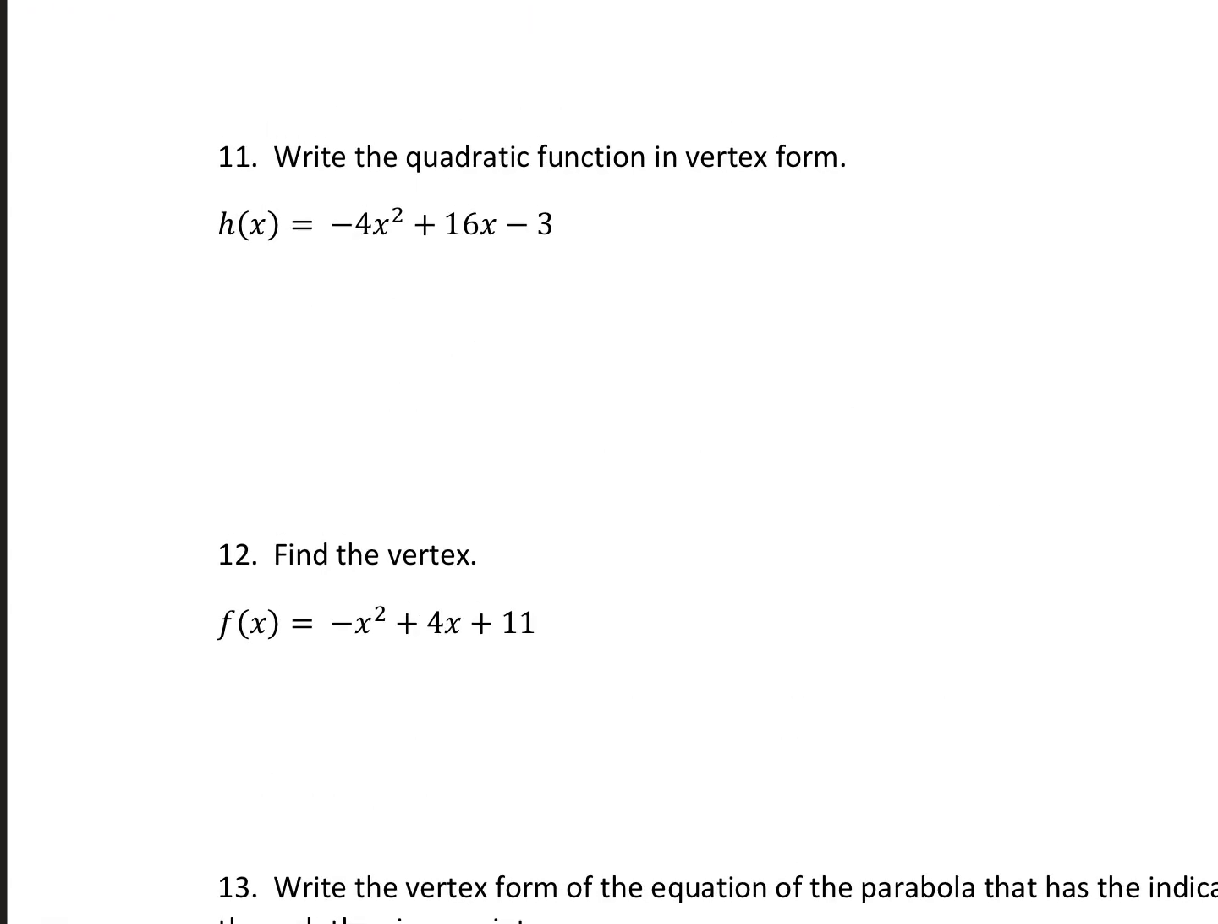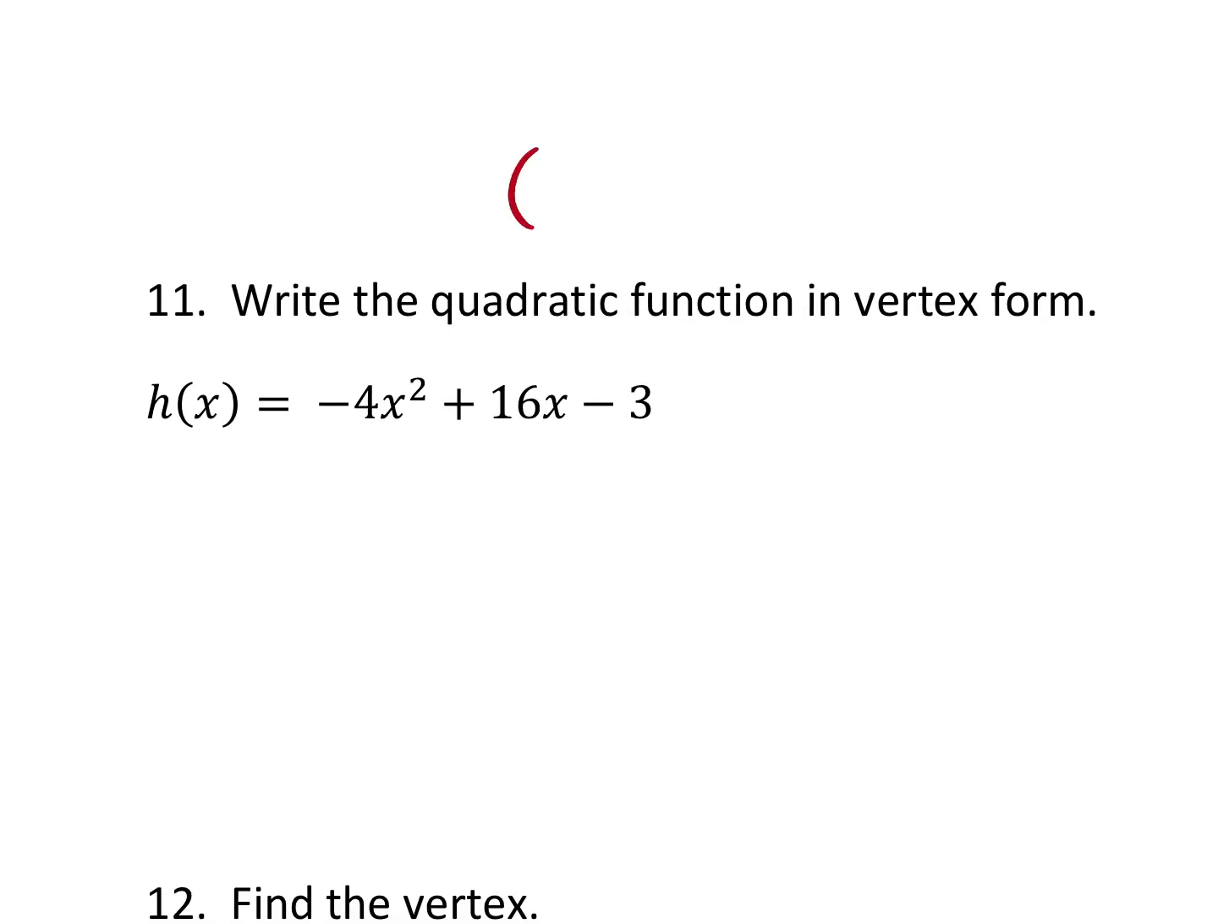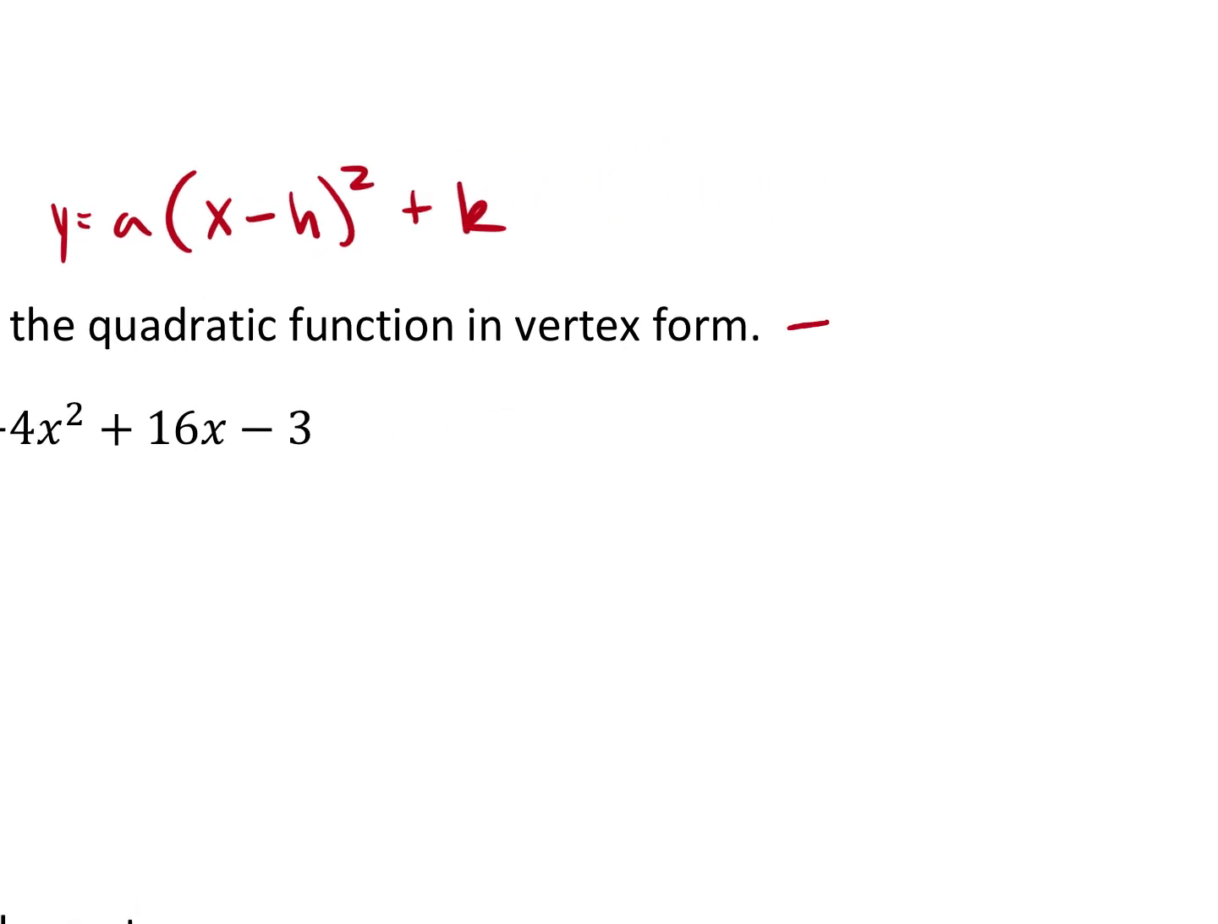Number 11. So we have to write the function in vertex form. So our vertex form is y equals (x minus h) squared plus k. So if something says to write the function in vertex form, we are most likely going to have to complete the square.